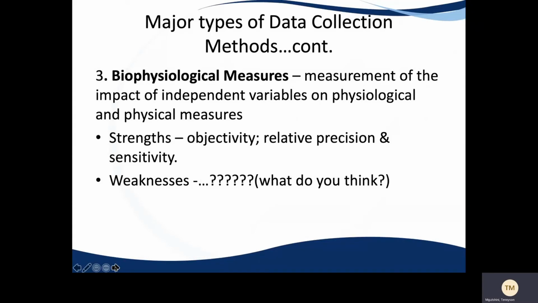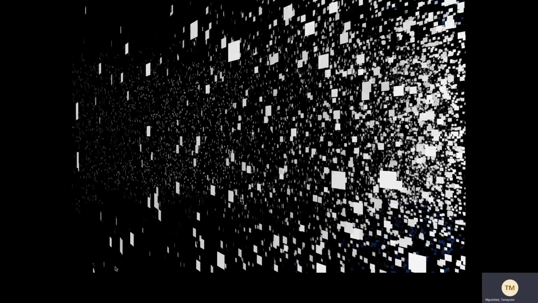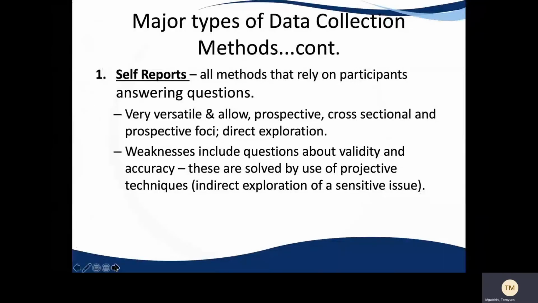The next set of methods is biophysiological measures. These are really to do with the measurement of biophysical variables. Being able to measure someone's height, measure someone's reporting of pain, and so forth. So really the major types that we've spoken about are the biophysiological measures. We spoke a bit about observation, which was shown earlier, and then we also spoke about self-report.